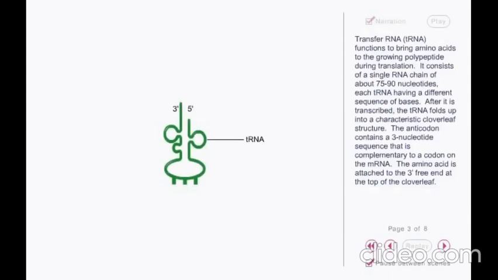Transfer RNA functions to bring amino acids to the growing polypeptide during translation. It consists of a single RNA chain of about 75 to 90 nucleotides, each tRNA having a different sequence of bases. After it is transcribed, the tRNA folds up into a characteristic cloverleaf structure. The anticodon contains a 3 nucleotide sequence that is complementary to a codon on the mRNA. The amino acid is attached to the 3' free end at the top of the cloverleaf.